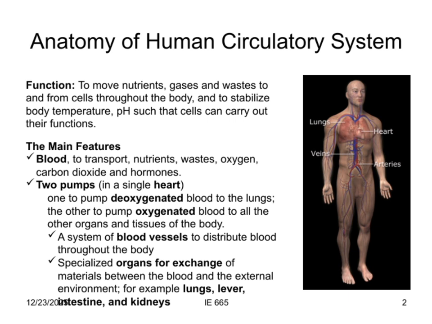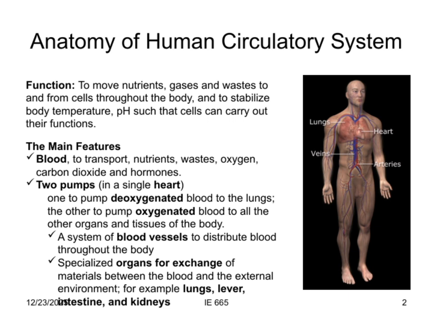In addition, we have specialized organs like the lungs, liver, intestines, and kidneys that serve as sites for exchange. These organs allow for the transfer of materials between the blood and the external environment, such as oxygen intake in the lungs, nutrient absorption in the intestines, and waste removal by the kidneys.